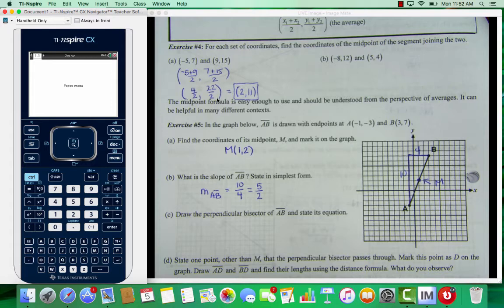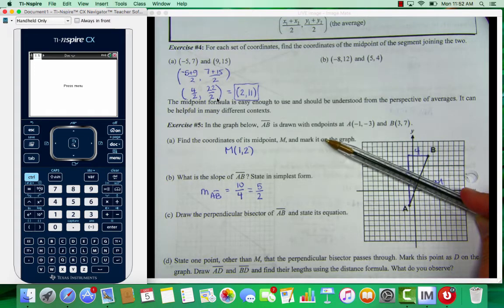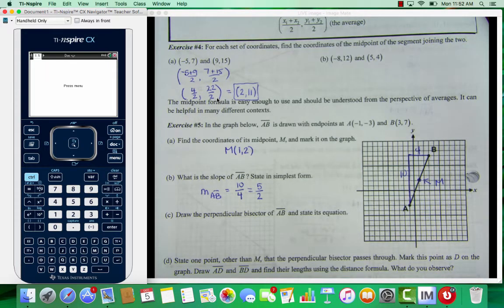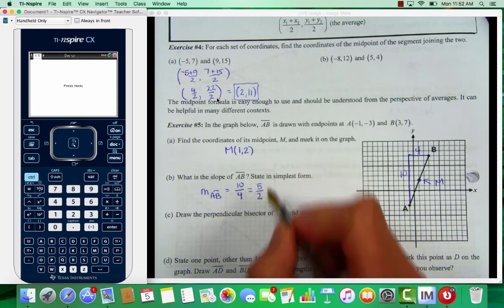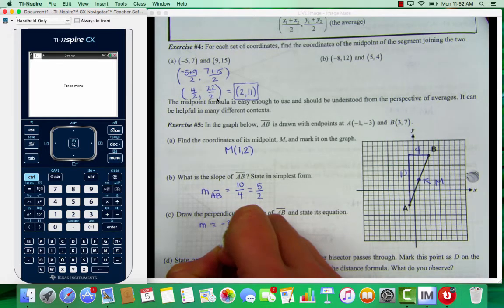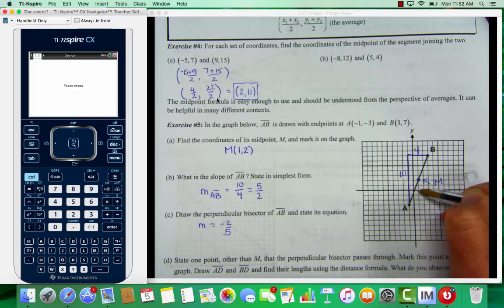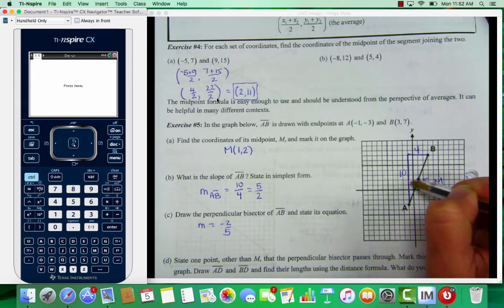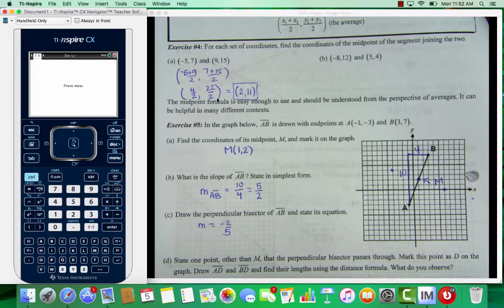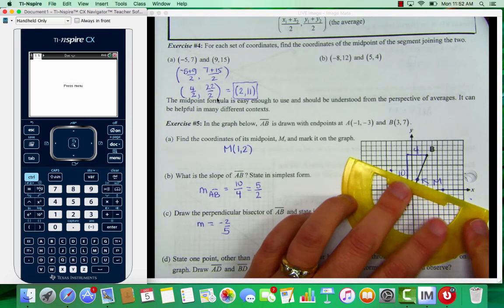Now, if I want to find the perpendicular bisector of segment AB, I basically need to come up with the equation of a line that has the opposite reciprocal slope of AB, and it has to go through the middle of that segment, which is that point 1, 2. So if this line AB has a slope of 5 over 2, my new line has to have a slope of negative 2 over 5. So from this point M, basically I'm going to go down 2 units and over 5, and I can do that a couple times. And so I have the line. This is my line. I'll draw it in.